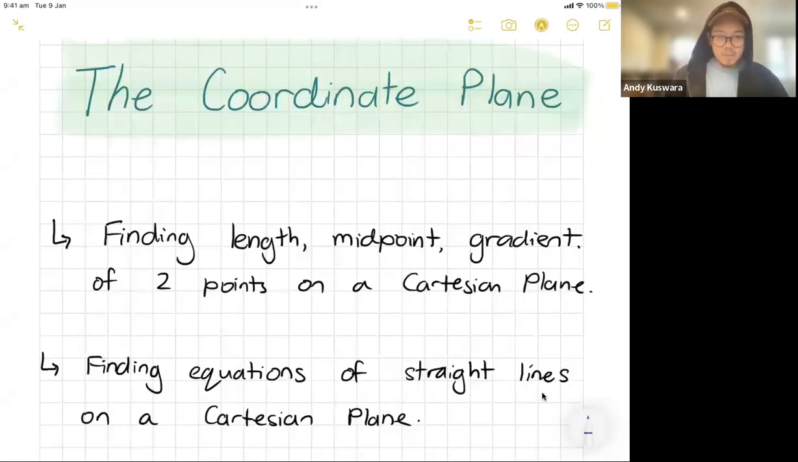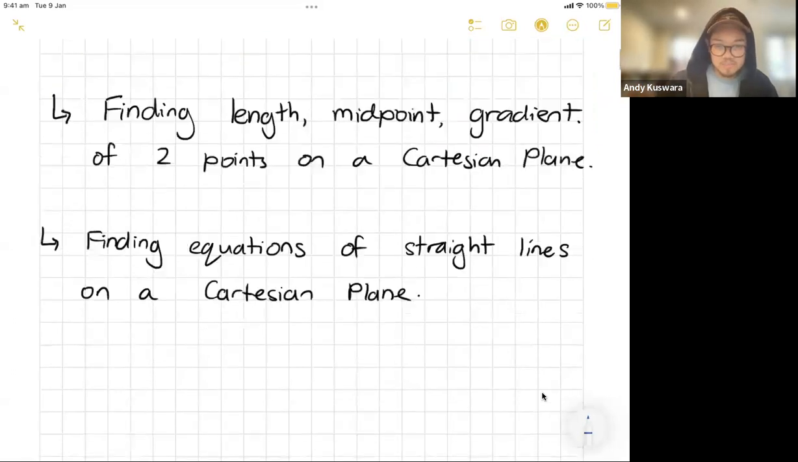Okay. We're looking at a new topic. We are talking about the coordinate plane. Now, hopefully I've done this correctly. Yes, we are talking about the coordinate plane. Essentially, we're going to be doing two types of questions. You're either finding a length, midpoint, or gradient using 2 points on a Cartesian plane, or we're going to find equations of straight lines on a Cartesian plane. Both very important. And then, of course, there's the applications.